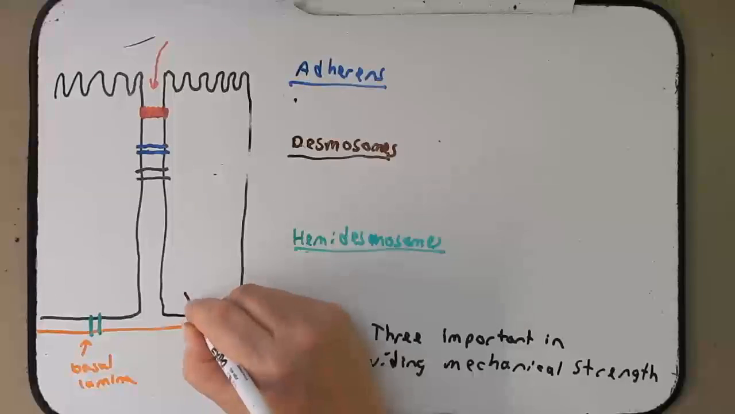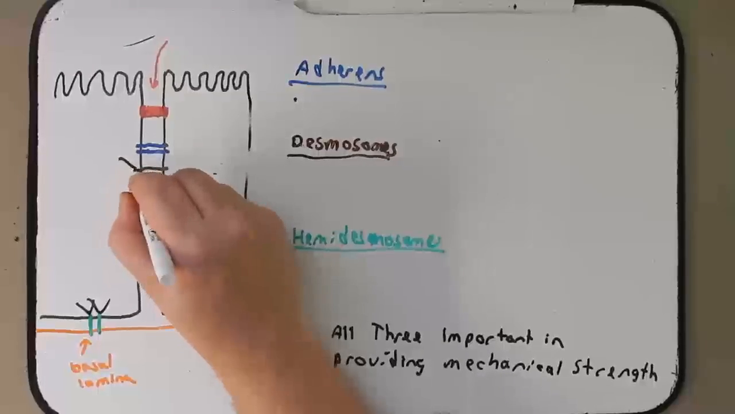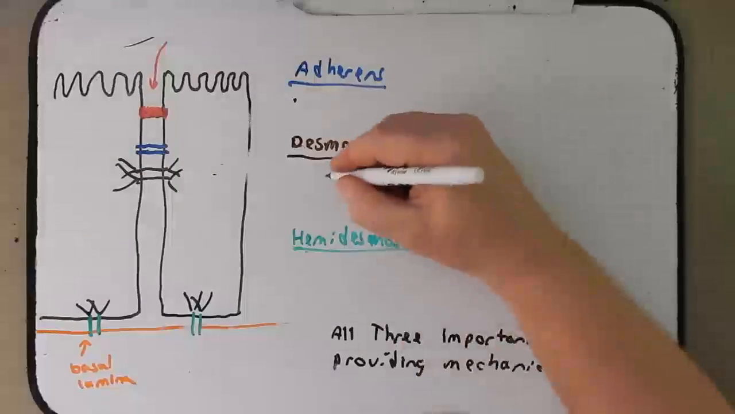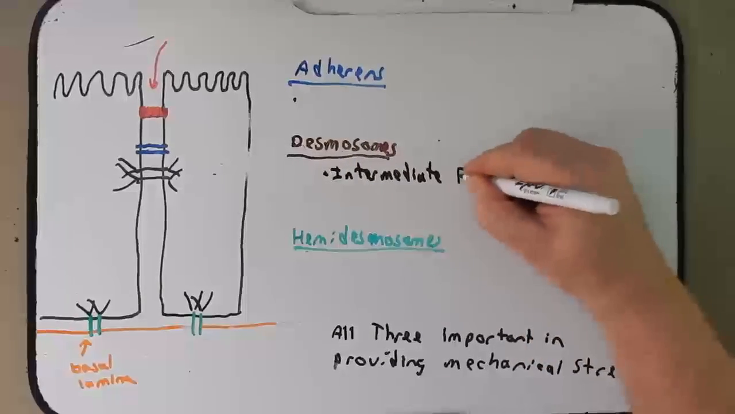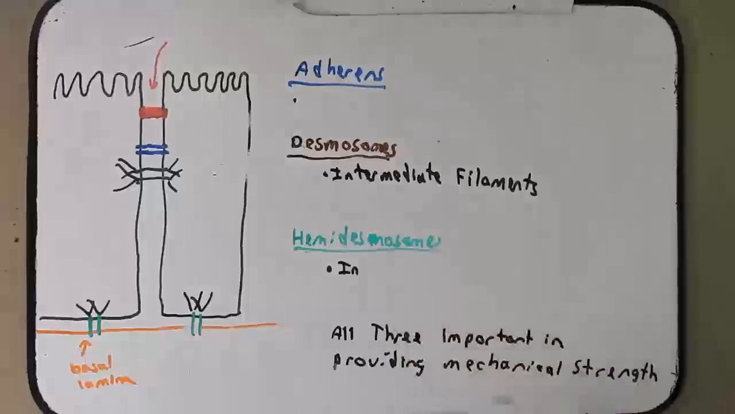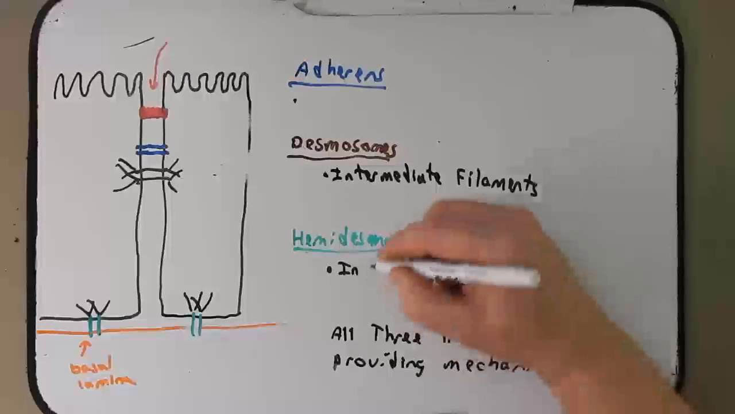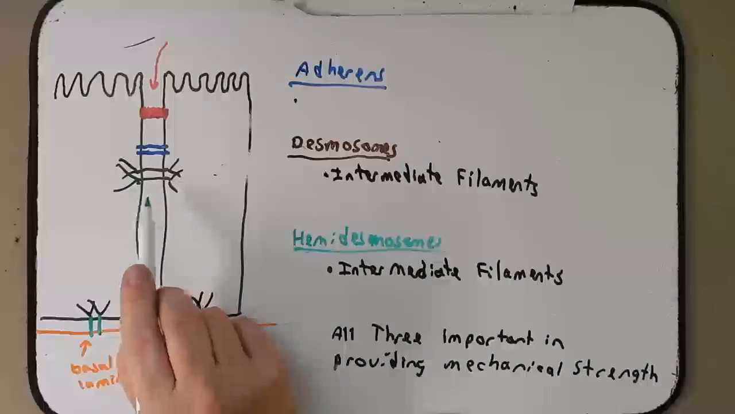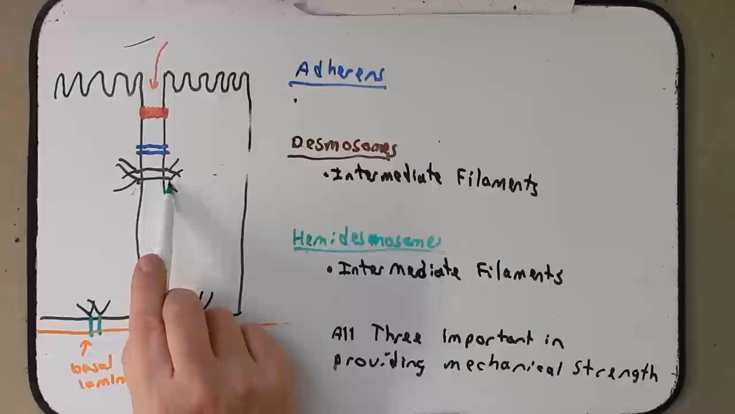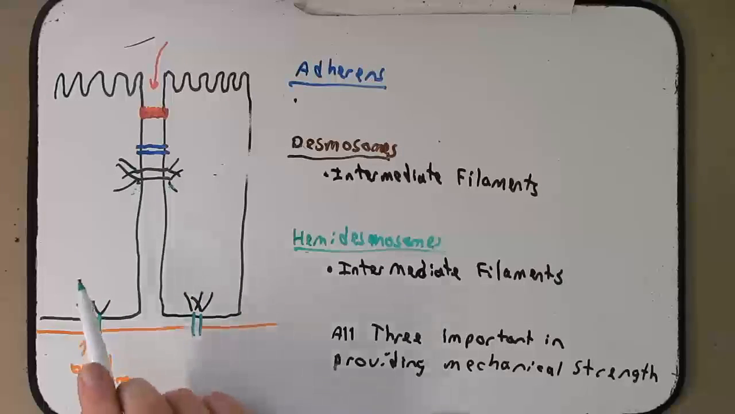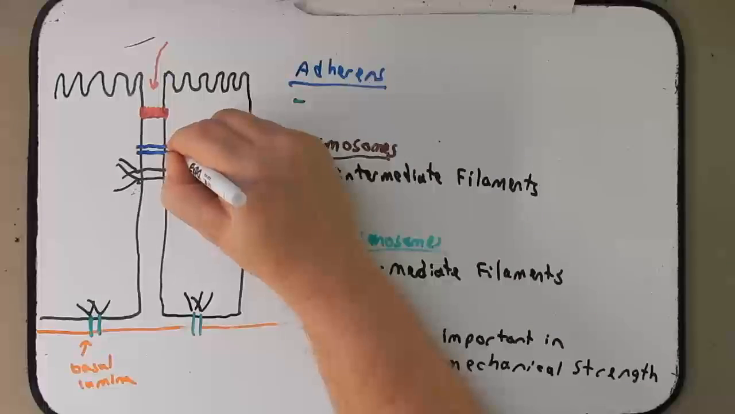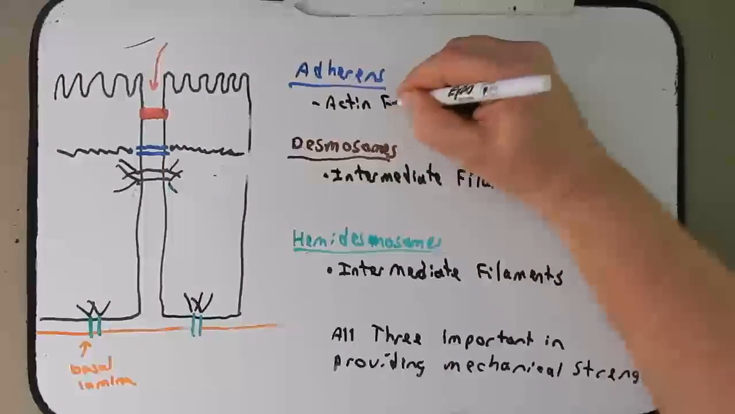The hemidesmosomes and the desmosomes interact with the cytoskeleton, and more specifically with intermediate filaments. And in doing so, that helps provide this mechanical strength. We call these desmosomes because they interact with desmosome proteins on each cell. These are hemidesmosomes because they involve an interaction between one cell and the basal lamina and not another cell. The adherens junctions bind to actin filaments.